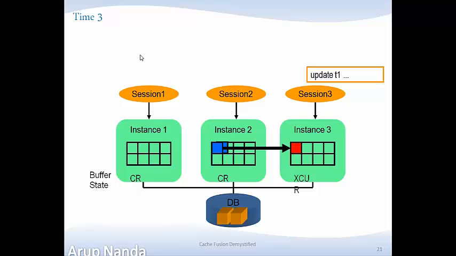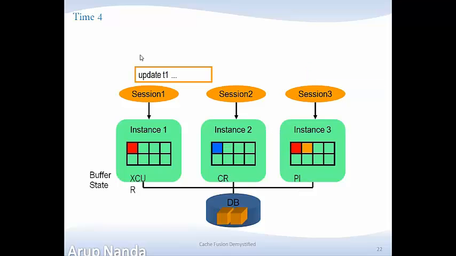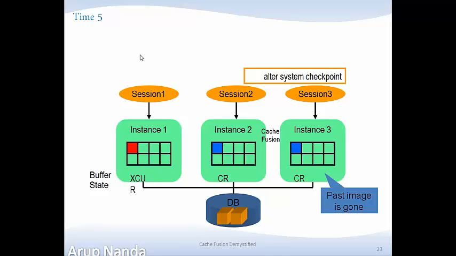Then somebody says update T1 in session 3, which is connected to instance number 3. At that time, the block again comes from instance 2 to instance 3 by Cache Fusion, and that copy becomes the exclusive current copy, and the other 2 become CR copies. Then somebody says update T1, and this comes from instance 3 to instance 1. That becomes the exclusive current copy, and the other copy becomes a PI copy, as you saw before.